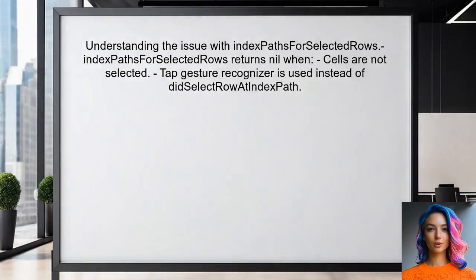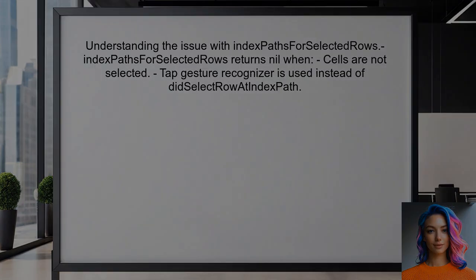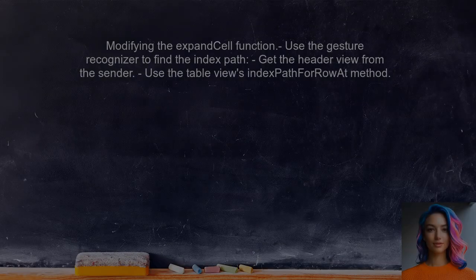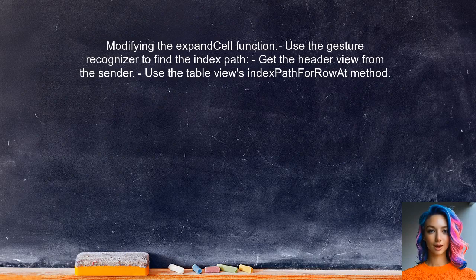To address the issue of indexPathsForSelectedRows returning nil, the user should first understand that this method only returns values when the table view cells are selected. Since the user is using a tap gesture recognizer on the header view, the cells are not being marked as selected. The user can resolve this by modifying the expand cell function. Instead of relying on indexPathsForSelectedRows, the user should determine the index path directly from the tap gesture recognizer's view.